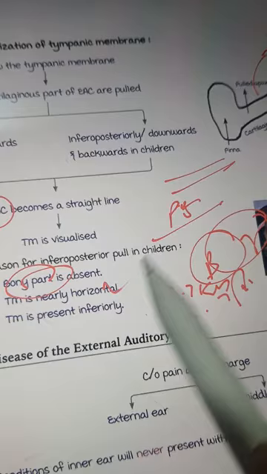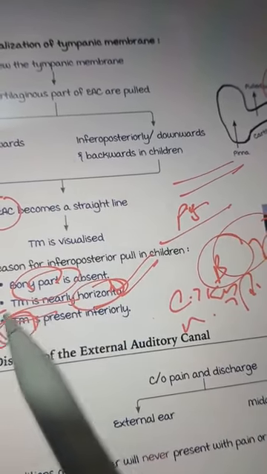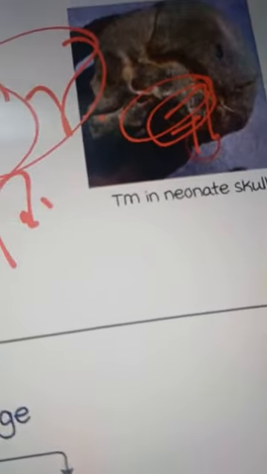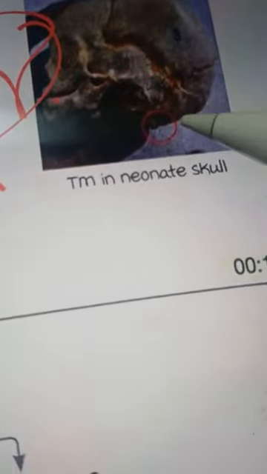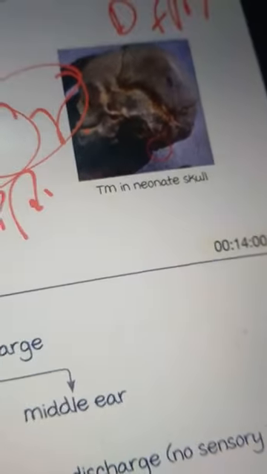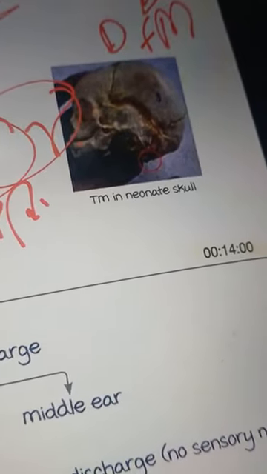So in children the bony part is mostly absent, the tympanic membrane is nearly horizontal, and it is present inferiorly, as you can see in this diagram. This is the external auditory meatus, then this is the external auditory canal, and what you can see over here is the tympanic membrane. It's present quite inferiorly. So the position for examining the external auditory canal is different in this case.